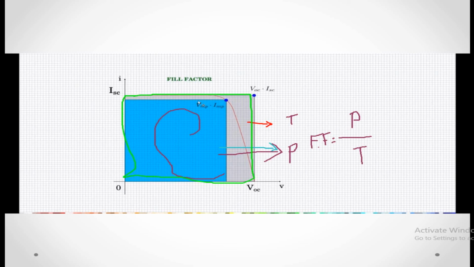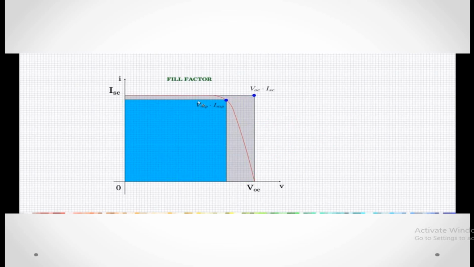Typically the fill factor ranges from 0.5 to 0.85. 0.85 is the best PV cell, and 0.5 is a very average or low standard PV cell. So you can choose a PV cell based on its fill factor value. The higher the fill factor, the better the PV cell.